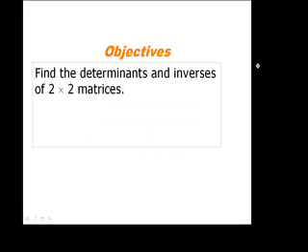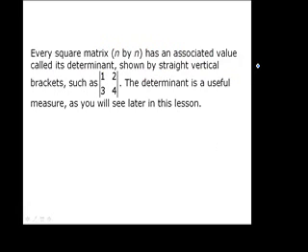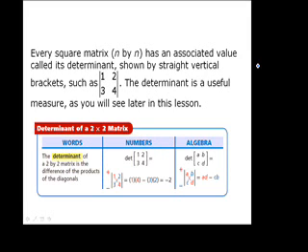So just a heads up, we're going to be finding the determinants and inverses of 2 by 2 matrices. Every square matrix n by n, meaning same rows and same columns, has an associated value called its determinant, shown by straight vertical brackets such as this 1, 2, 3, 4. So instead of the brackets with the little corners on them, we now just have the straight vertical brackets. And notice this is a 2 by 2 matrix, so it has the same number of rows as columns. The determinant is a useful measure, as you will see later in this lesson.